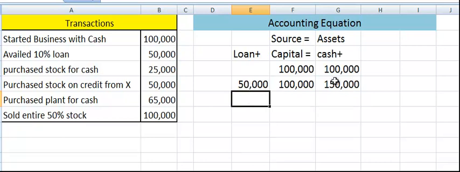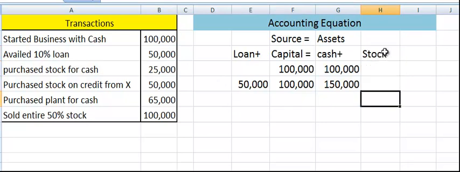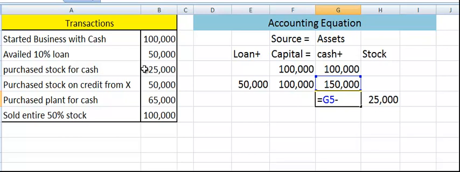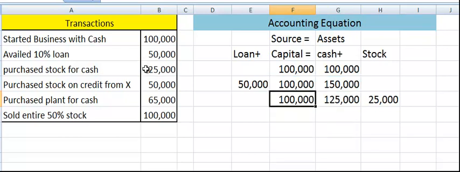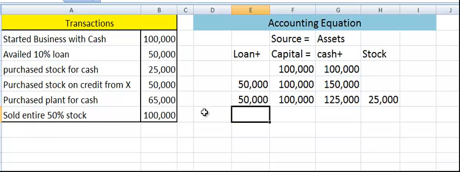Now what are you planning to do with this cash? You are using cash to purchase stock. So stock is another asset, and the stock amount will be 25,000, but because of the transaction, cash will come down by 25,000. No change in the capital, and no change in the loan, only the change in the cash.